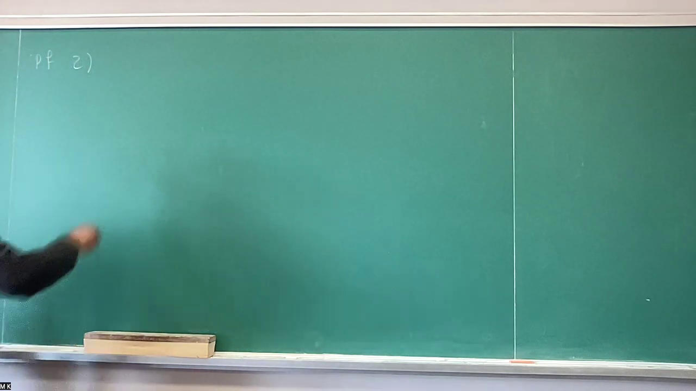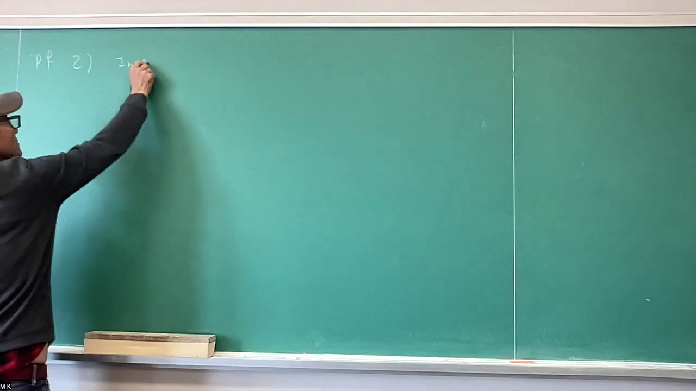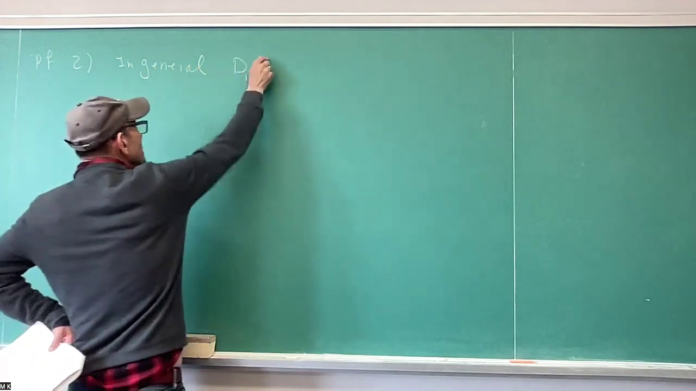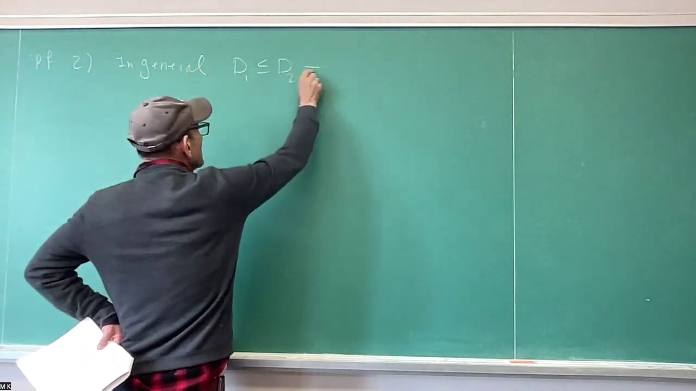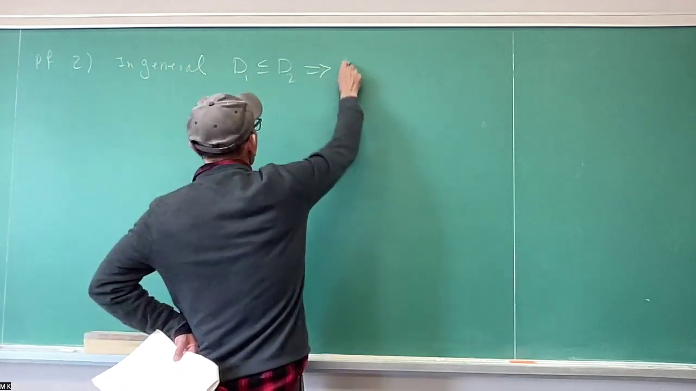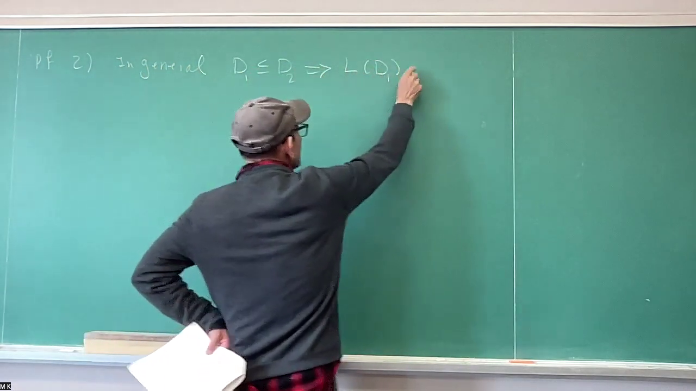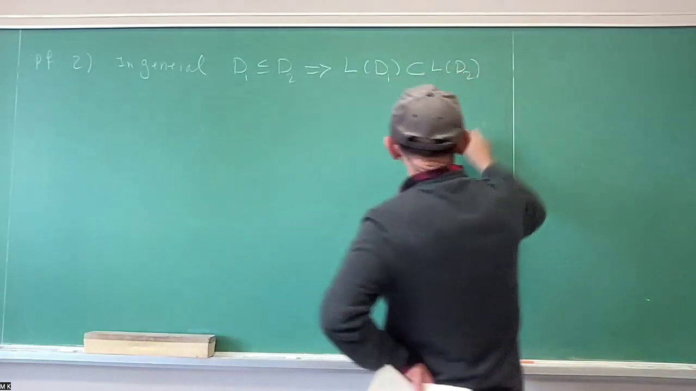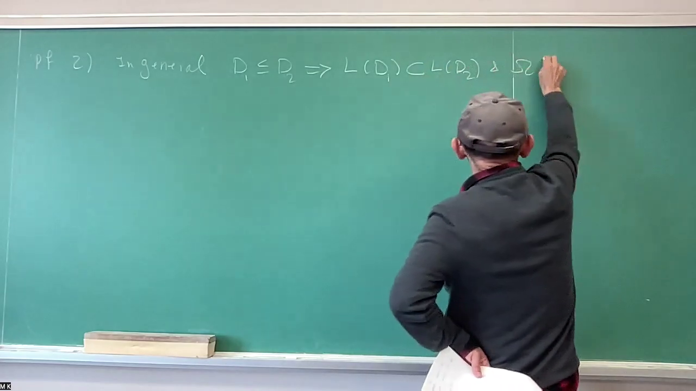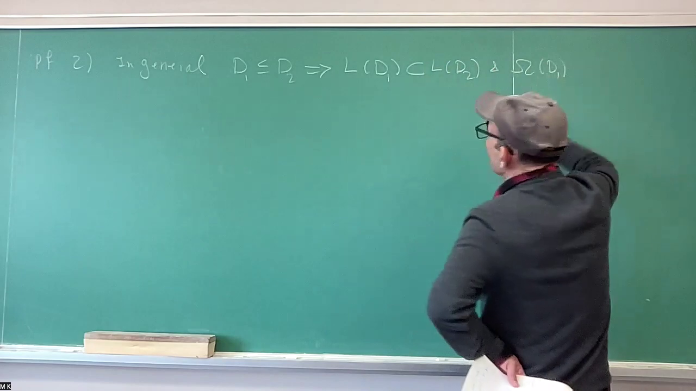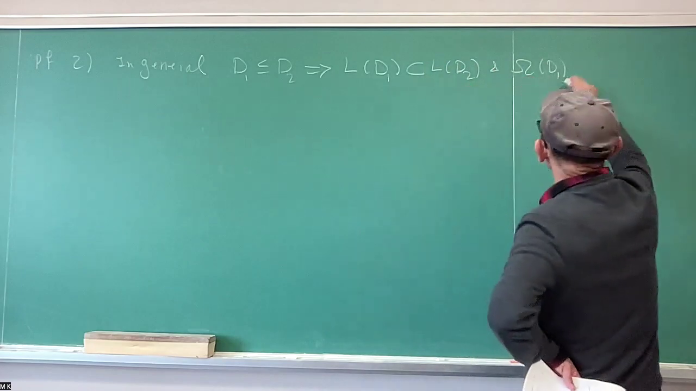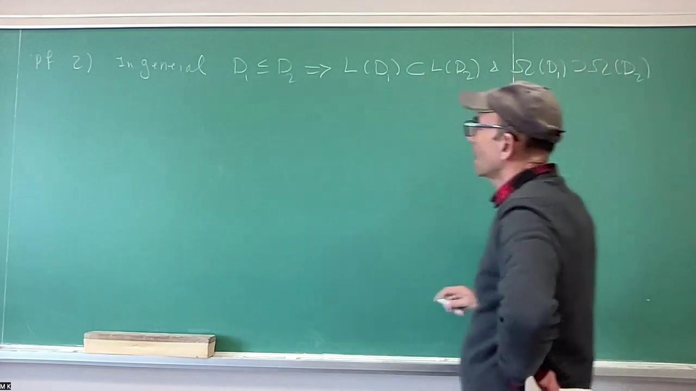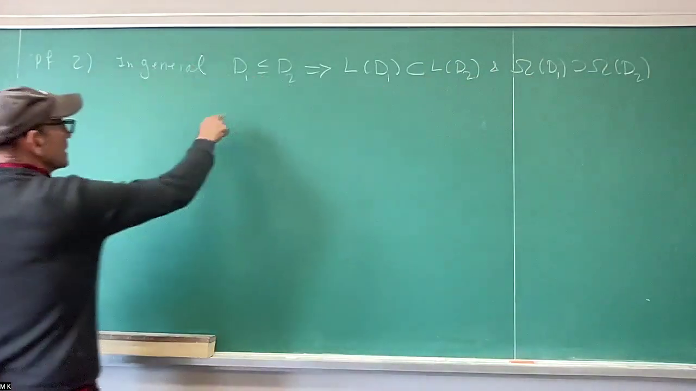First of all, in general, we know this. If a divisor D1 is less than or equal to another divisor D2, then L of D1 is a subspace of L of D2, and omega of D1 goes the other way around, it contains omega of D2. Now, let's see the proof of this mini statement.